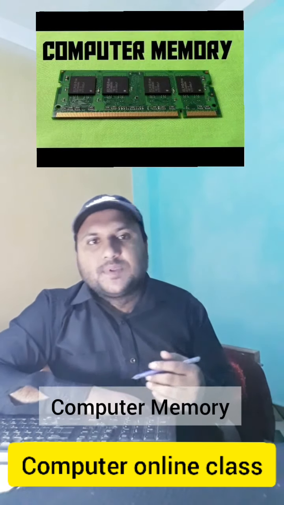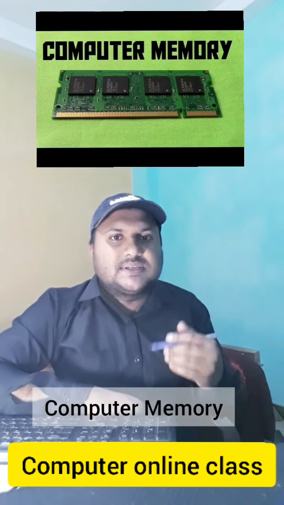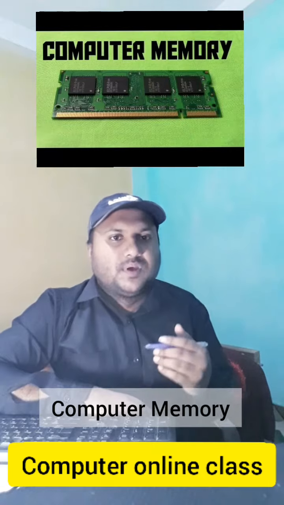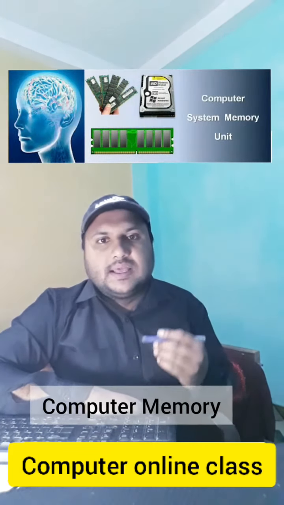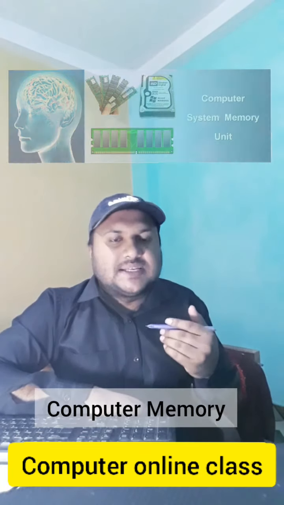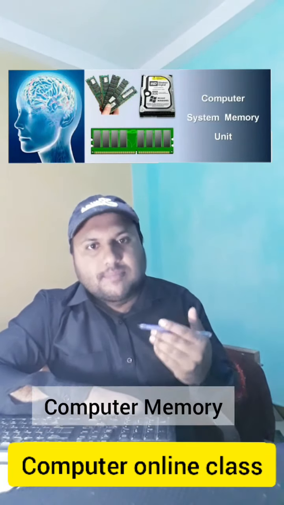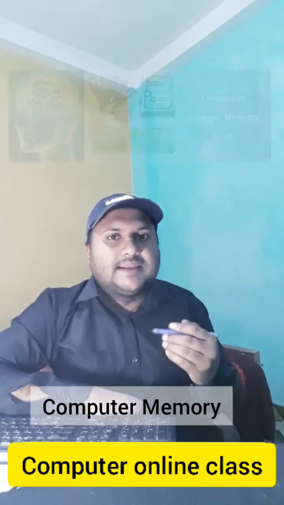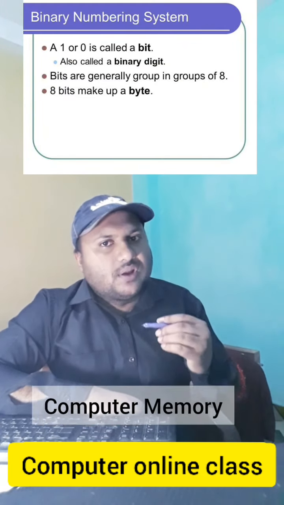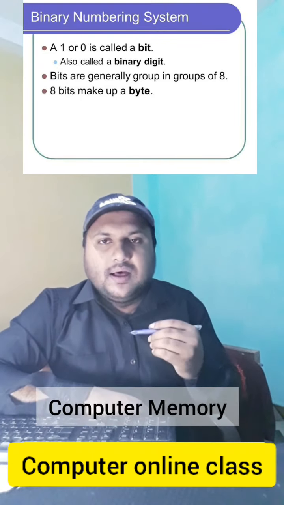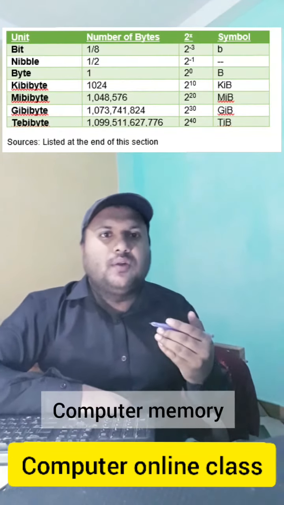Computer memory. Computer memory is measured in terms of bytes. One byte is capable of holding one character. Each piece of information is represented within the computer memory using binary digits 0 and 1. A combination of 8 bits makes a byte. One bit is equal to 0 or 1.